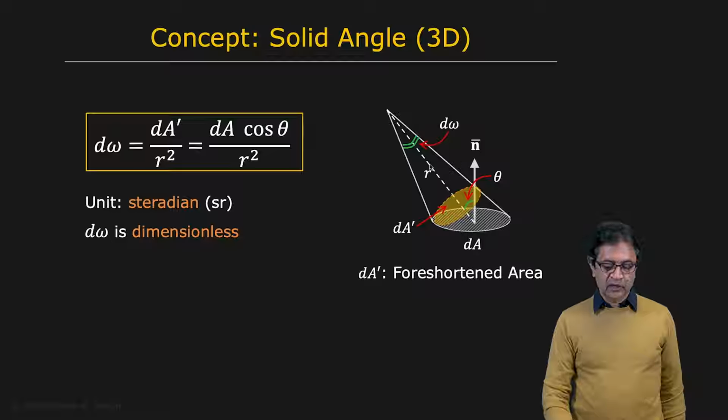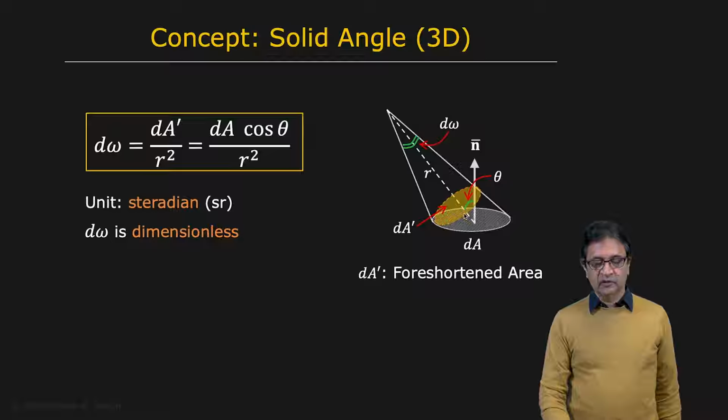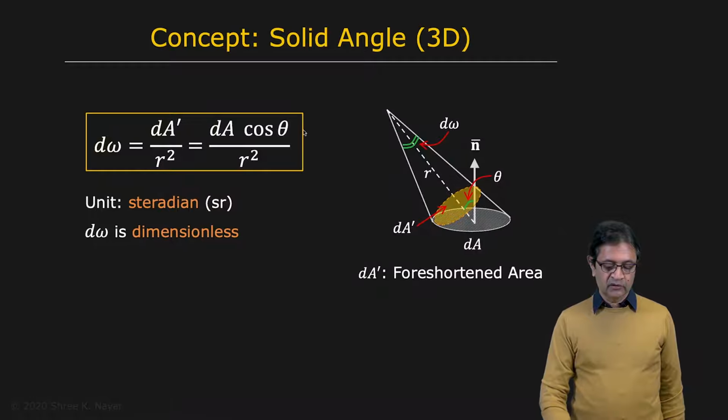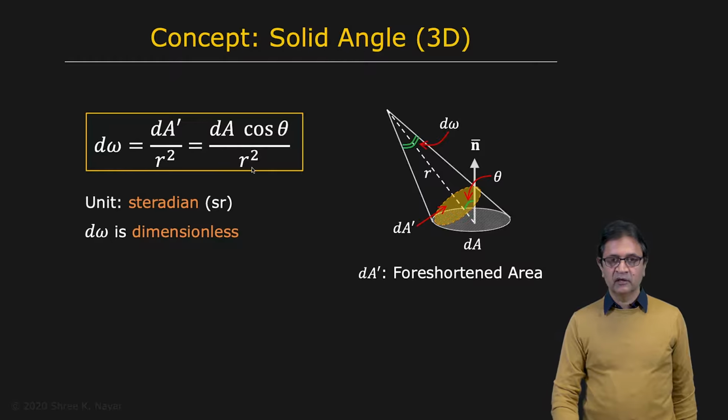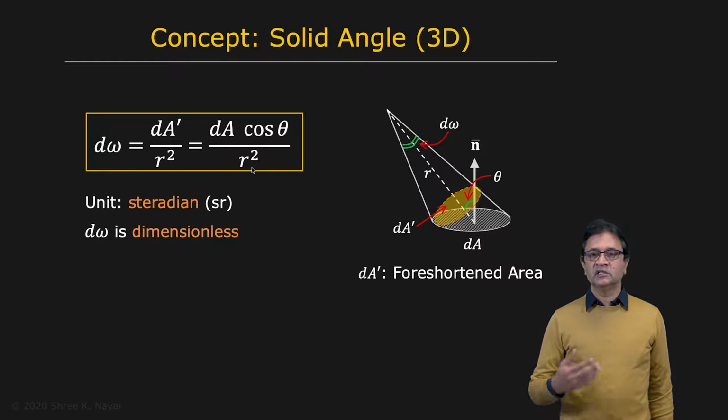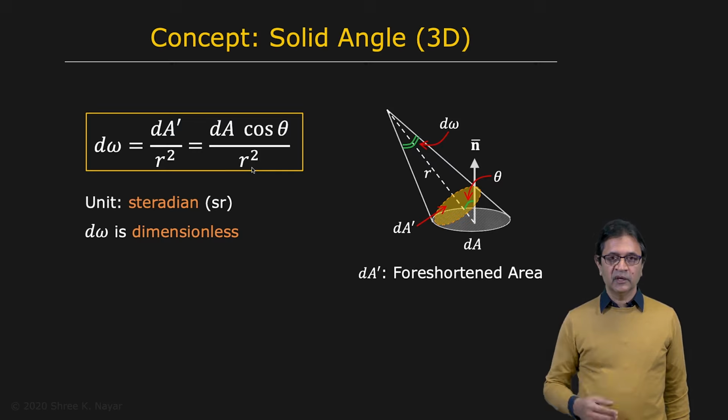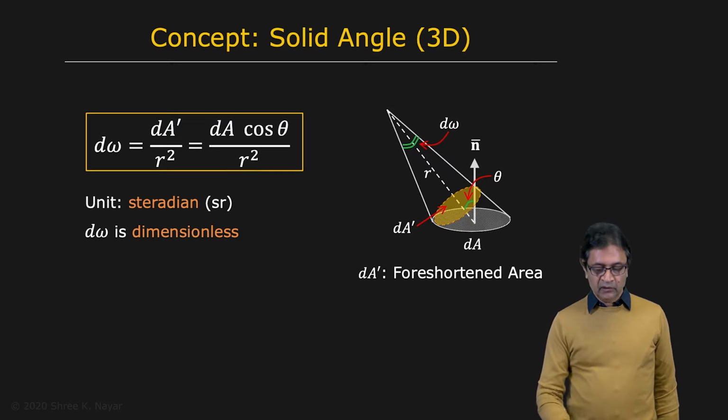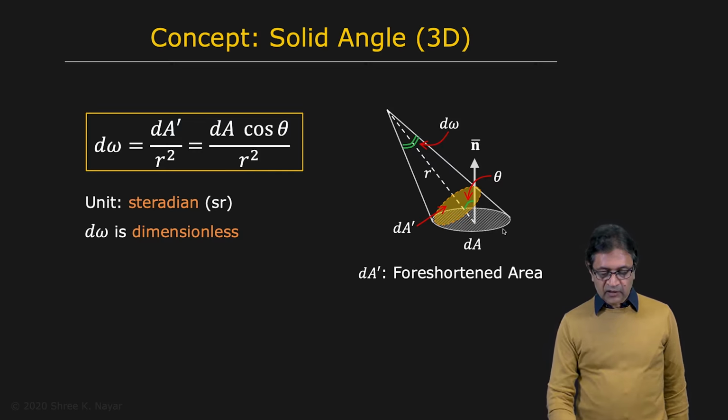dA prime divided by r squared is the solid angle d omega. So d omega is equal to dA cosine theta divided by r squared. The unit in this case is steradians. Again, it's a dimensionless quantity. Now, here you have an infinitesimally small area, and so this definition holds.